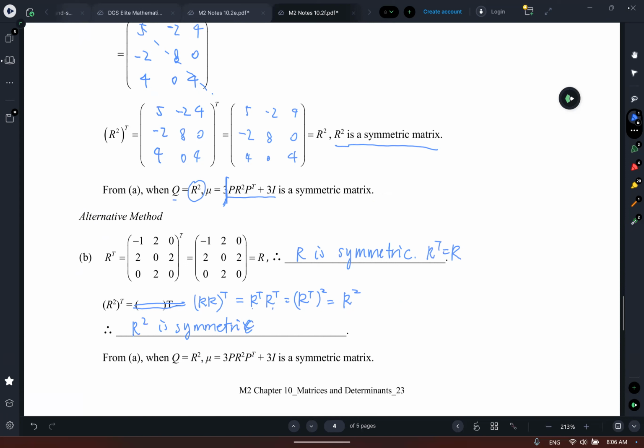Now, with this method, I will not have to do the multiplication, not really carrying out the steps of multiplication. I can conceptually think that if R is symmetric, R squared should be symmetric as well. Now since R squared is symmetric, and using the result of A, if Q equals R squared and mu equals 3, this outcome is a symmetric matrix.